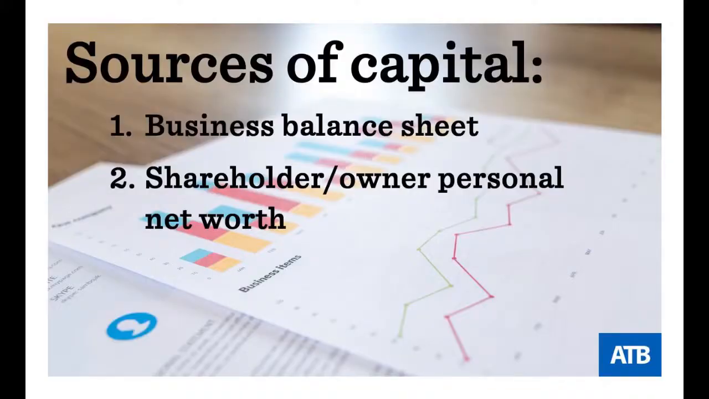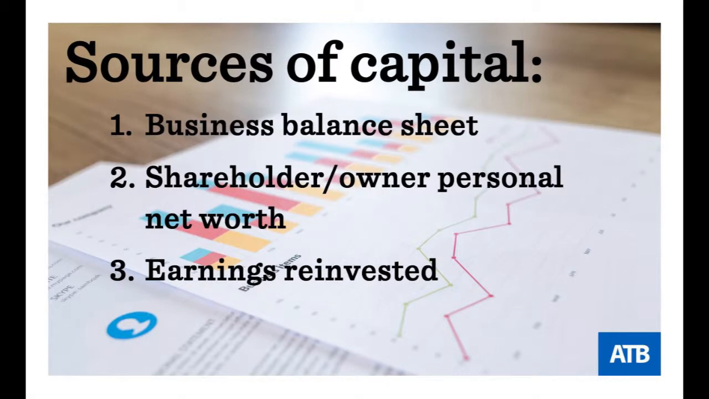Number 2, take a look at the shareholder's personal net worth. If the business is struggling, do the owners have personal resources that they can put into the company to keep things going? And lastly, the business earnings that are invested back into the business. Is the business reliably making money that they can put back in to keep operating? Now remember that for small to medium-sized businesses, they can't sell shares to raise money from the public market, although they may be able to bring in a private investor or a guarantor.